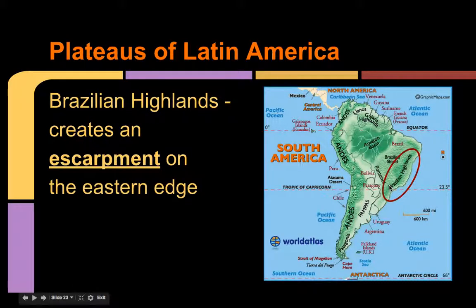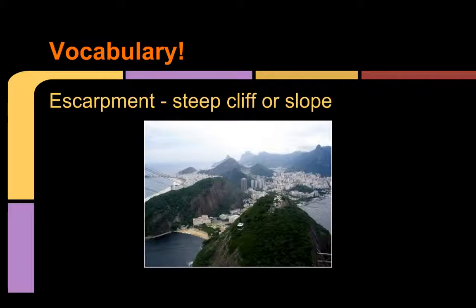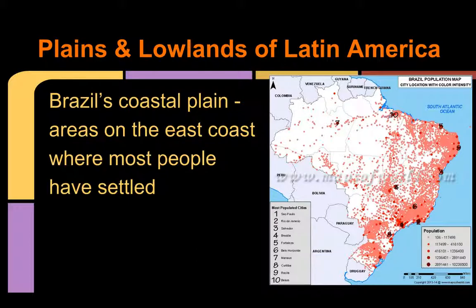And we also have the Brazilian Highlands, which is on the east coast of Brazil, and it creates an escarpment on the eastern edge, and that's another vocabulary word. And an escarpment is a steep cliff or slope. So basically it's high elevation and then it just drops off into the ocean. Let's look at the plains and lowlands of Latin America.